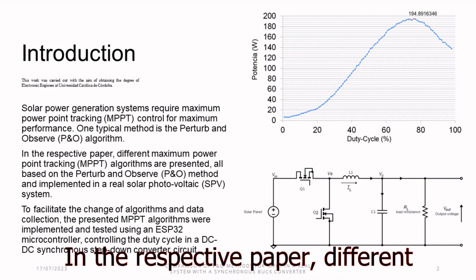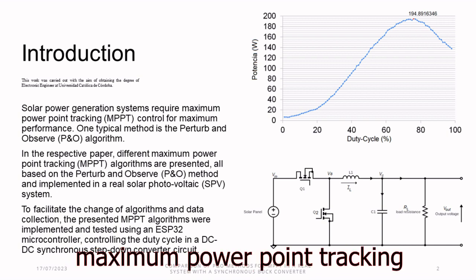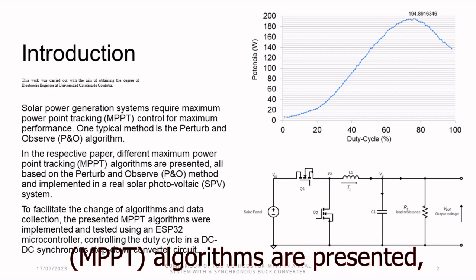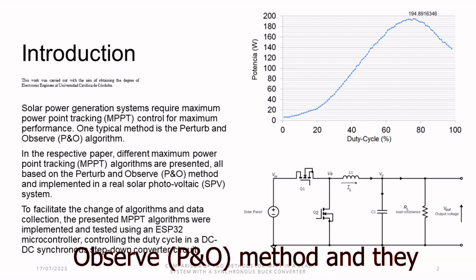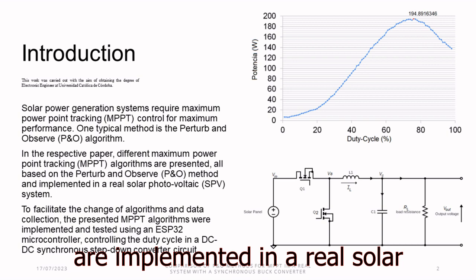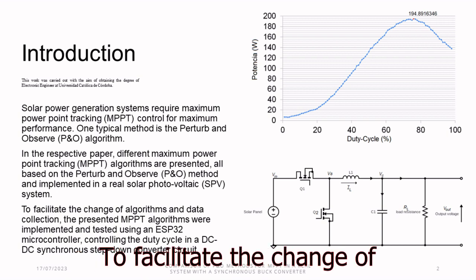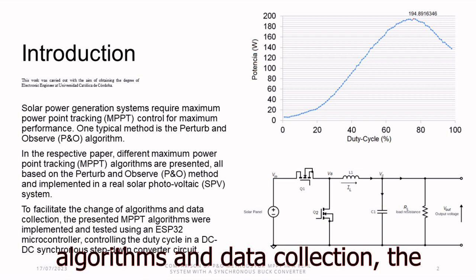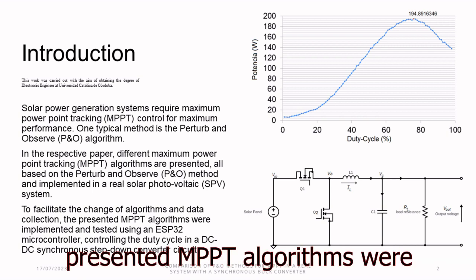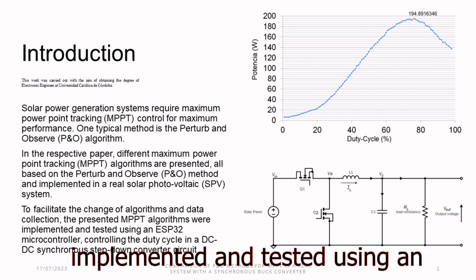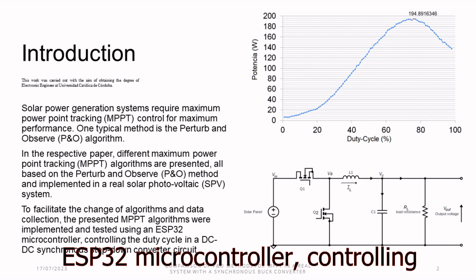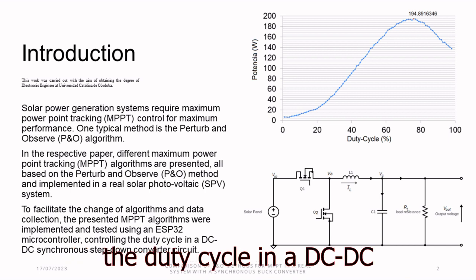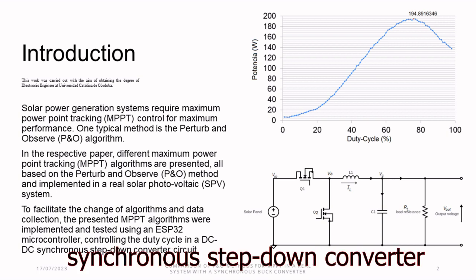In the respective paper, different maximum power point tracking algorithms are presented, all based on the Perturb and Observe method, and they are implemented in a real solar photovoltaic system to facilitate the change of algorithms and data collection. The presented MPPT algorithms were implemented and tested using an ESP32 microcontroller, controlling the duty cycle in a DC-DC synchronous step-down converter circuit.